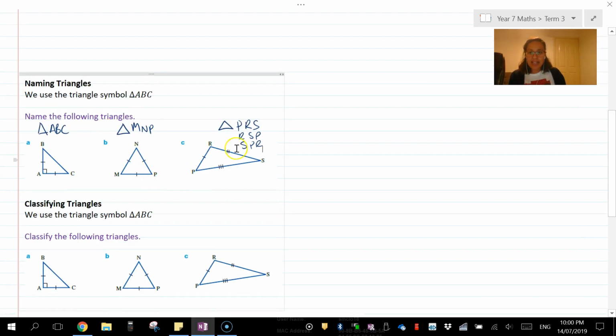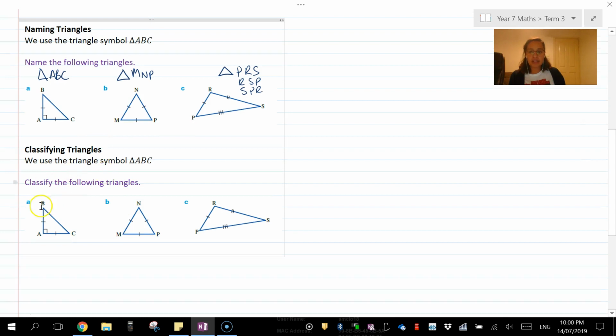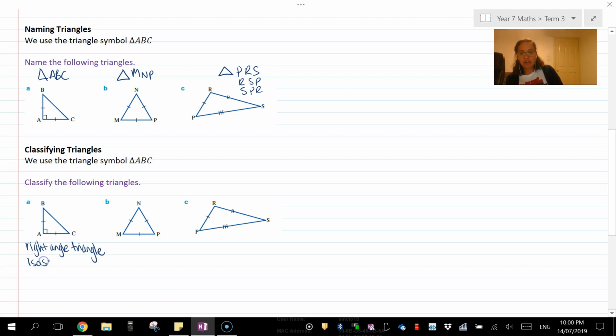So taking those triangles, we're going to classify them based on the information that we have here. I can see that this triangle has a right angle, so it's a right angle triangle. And I can also see that two sides are equal with those little lines, so it is an isosceles. This one here has three equal sides, so it's equilateral. Equal meaning of the same, lateral just means line, so three equal lines. And this one here, all different values, so it is a scalene.